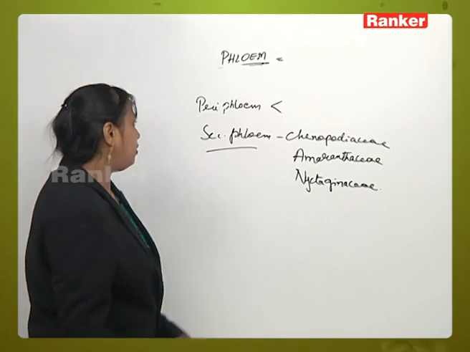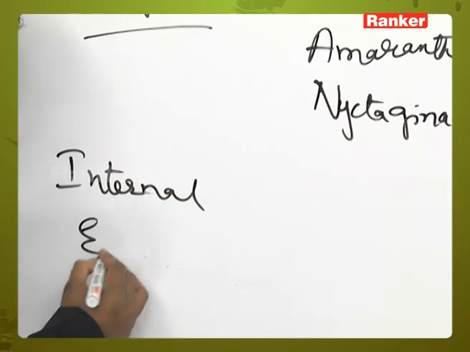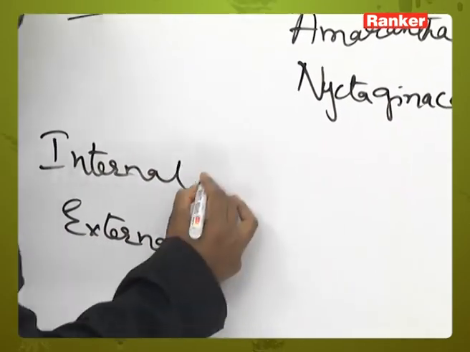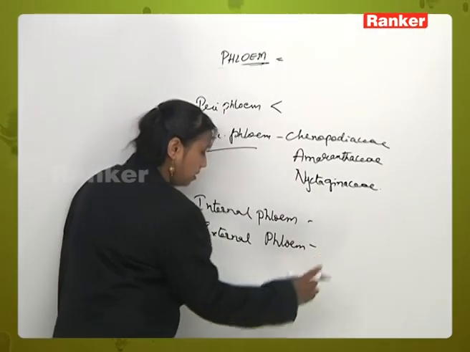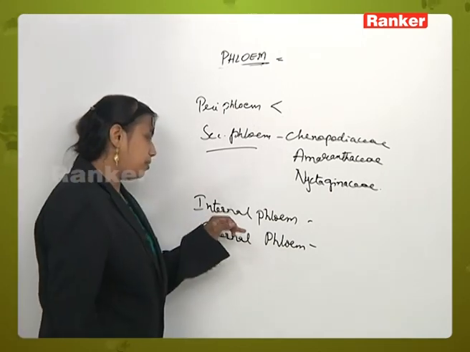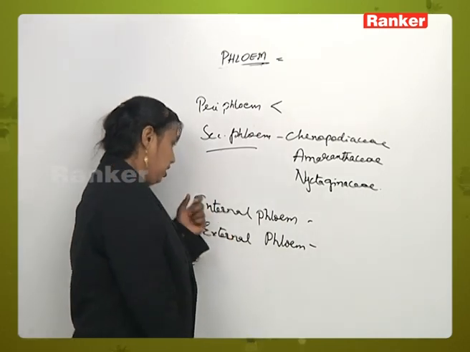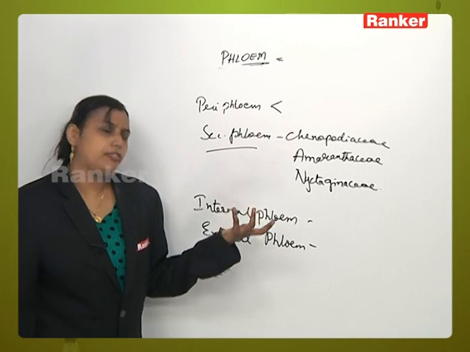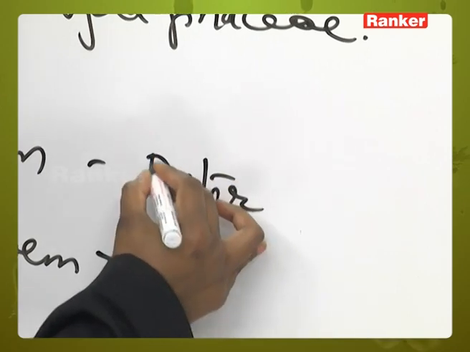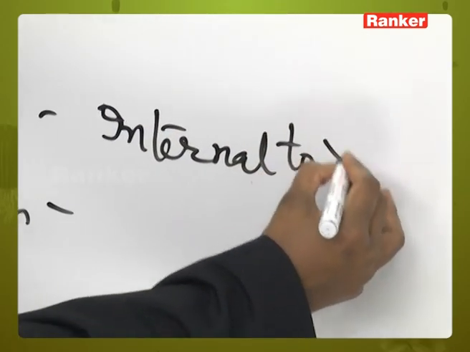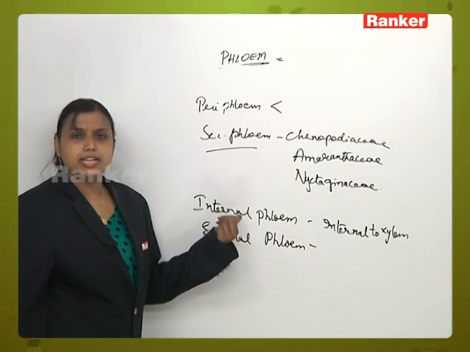Okay, now there are different terms of the phloem, called internal phloem and external phloem. Now what is internal phloem? This type of phloem is present in all the stem arrangement. Internal phloem is a type of phloem lying towards the internal side of the xylem. If the tissue is lying towards the internal side of the xylem, then that is called internal phloem.